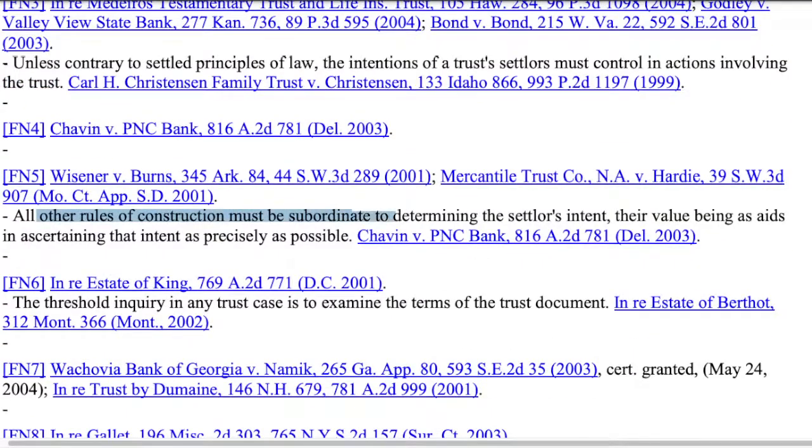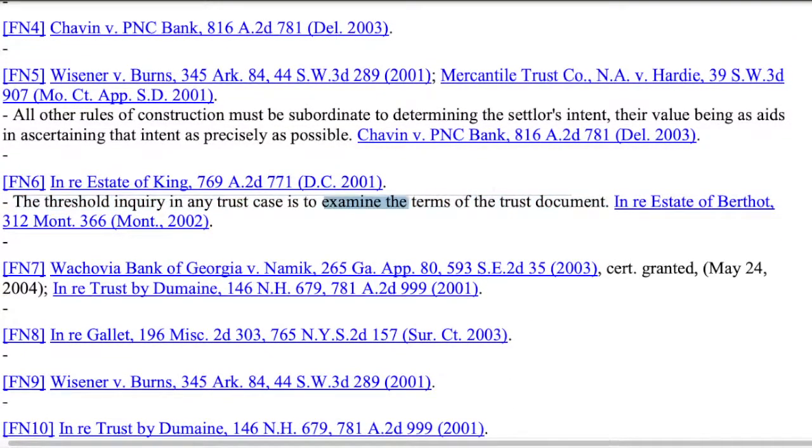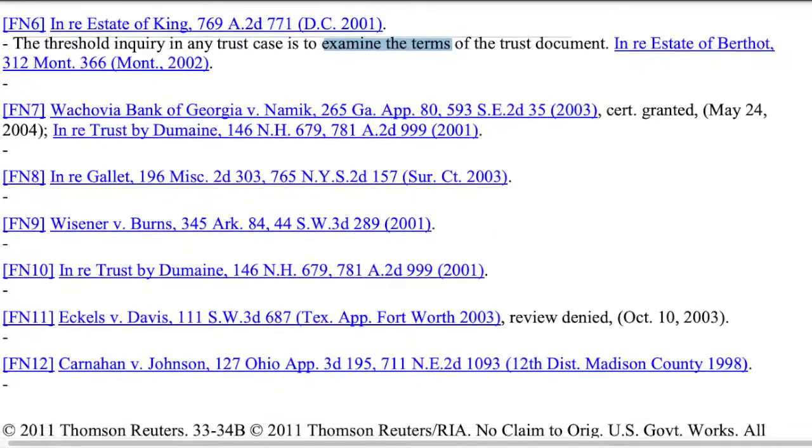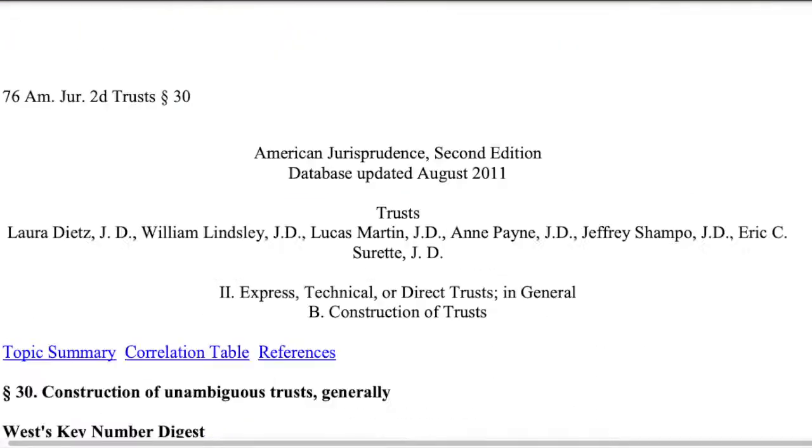All other rules of construction must be subordinate to determining the settlor's intent. See, all of the rules of construction, language, legalese, are subordinate to determining the settlor's intent, their value being as aids in ascertaining that intent as precisely as possible. The threshold inquiry in any trust case is to examine the terms of the trust document. Examine the terms. You see this? So you have to figure out your language by your intentions. So again, language is everything. The construction, the words of the trust instrument, is everything of the trust. As long as it's within the bounds of law and public policy, those words are everything, in whatever language you choose to convey your thoughts.